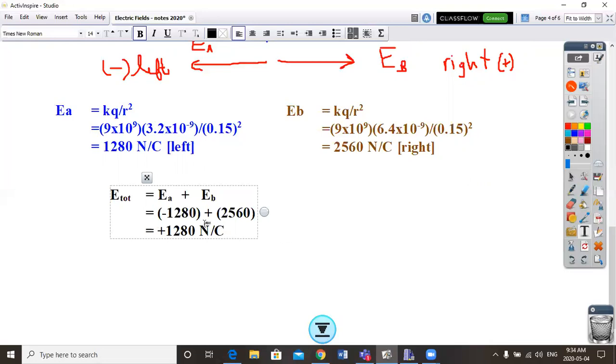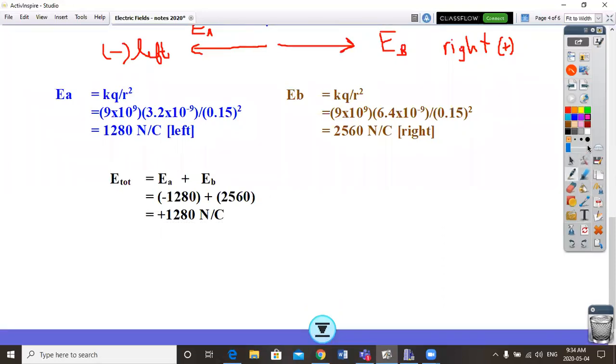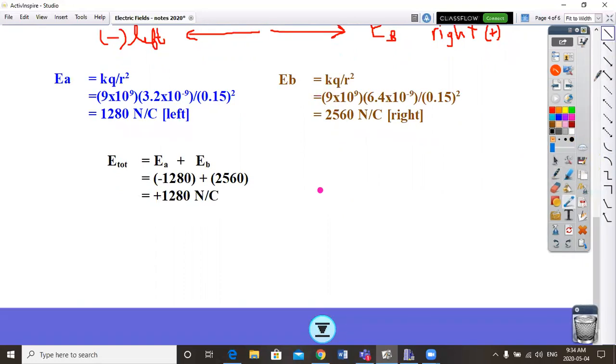In other words, the total field, if we're going to draw a vector arrow, if this is the point, then the field would be going to the right.